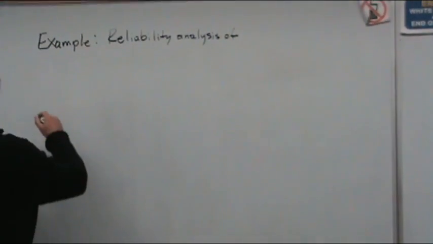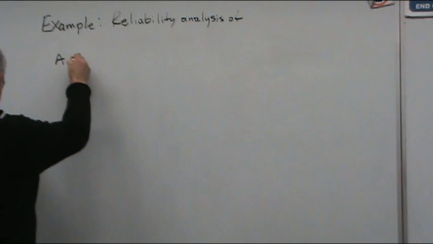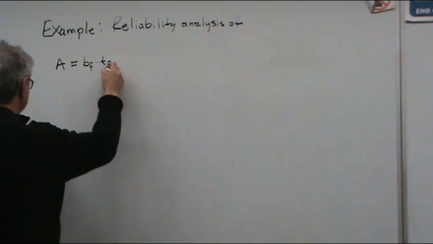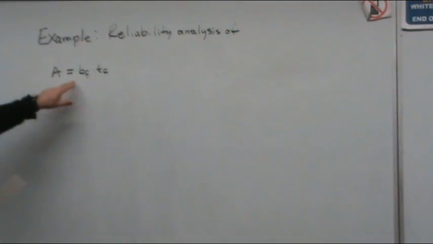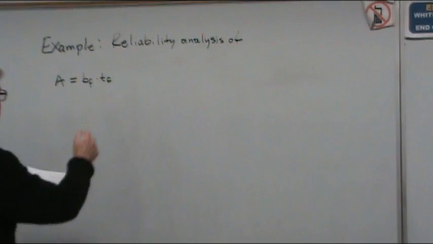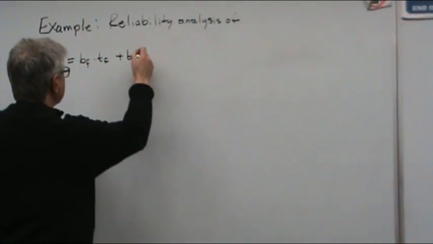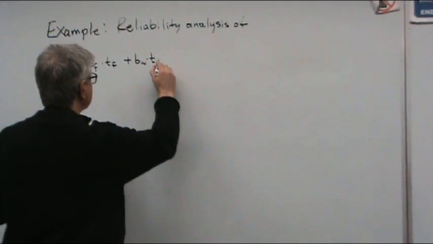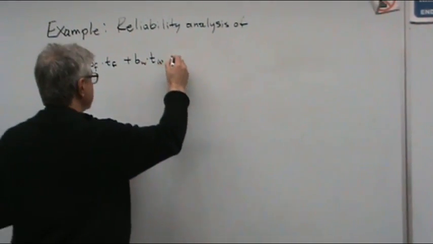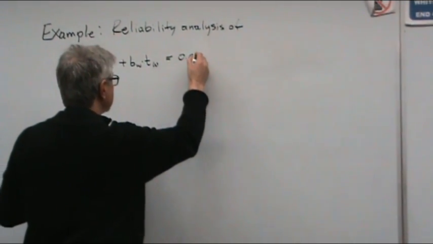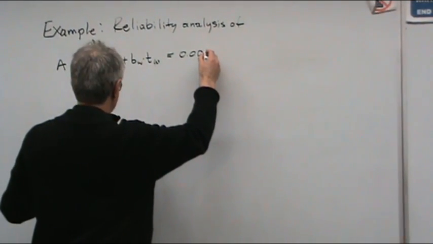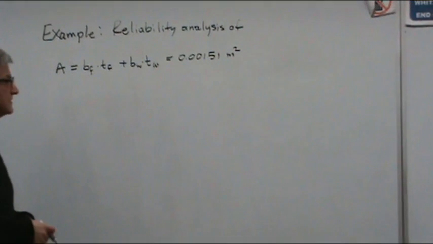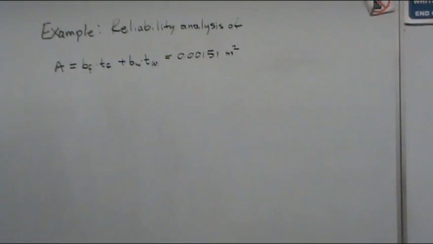The area of the cross section is df times df. So this is the area of the flange, the upper part, plus the area of the web. So this is 151 square meters. Okay, so that's the area.